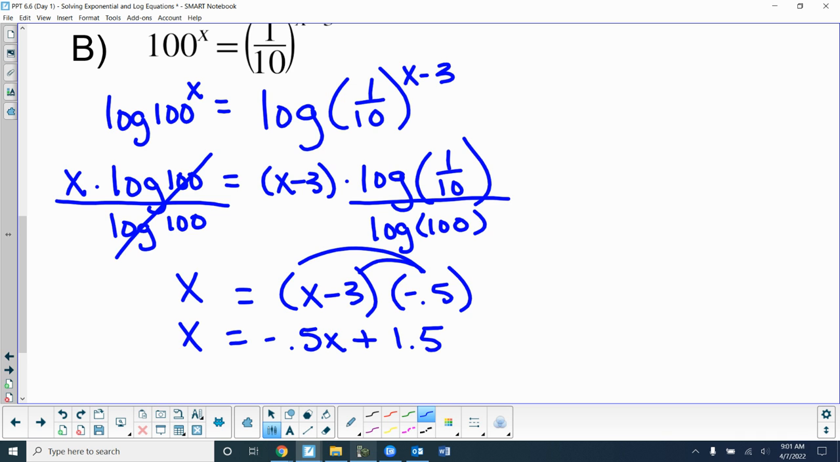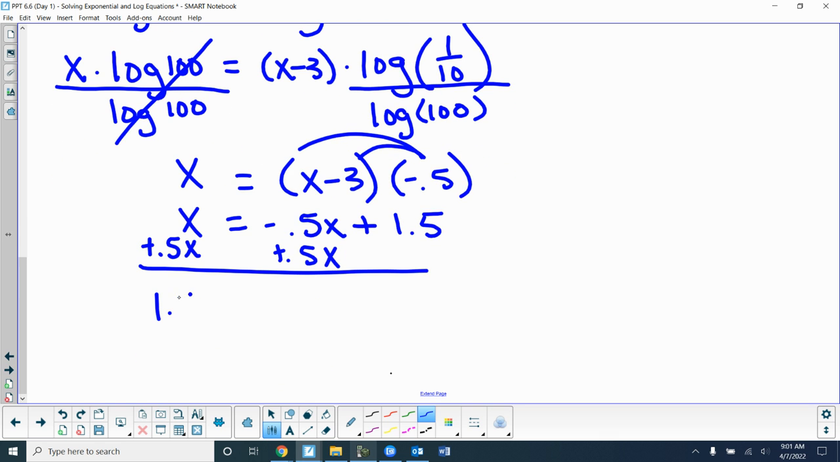That's it. Add the 0.5, right? You gotta get the x's together. Again, this is just algebra 1 stuff, right? Once we're here, what's 1 plus 0.5? 1.5. Now what? Yeah, divide by 1.5, and you get x equals 1.